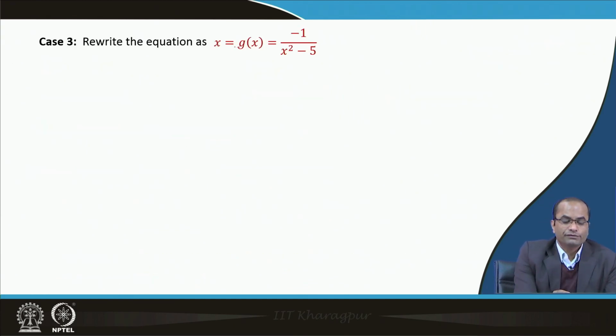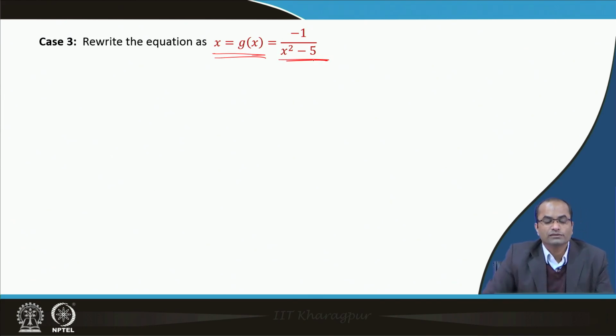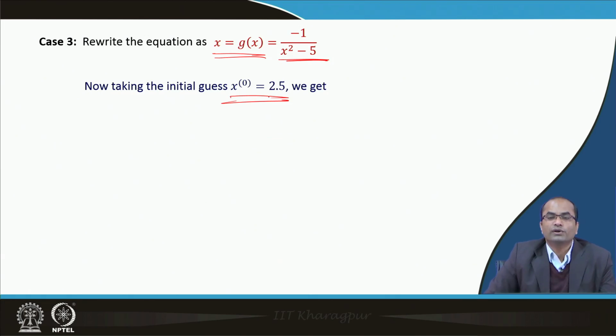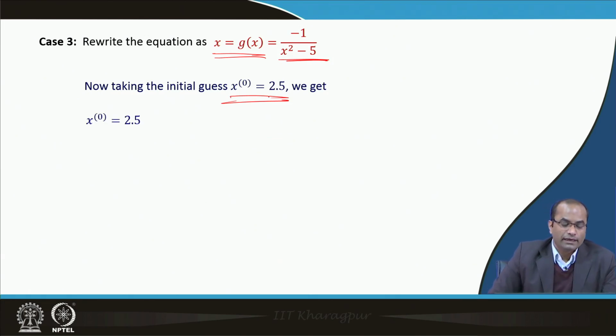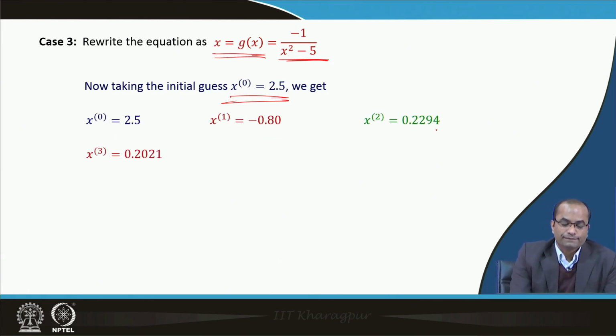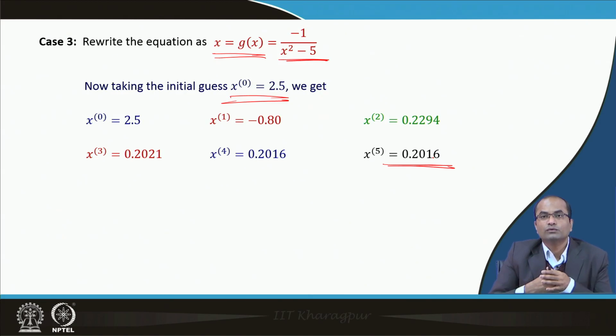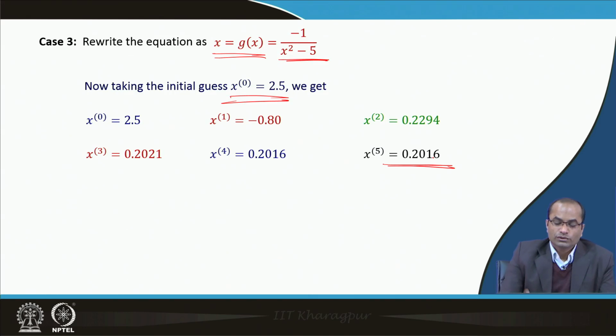What we do now, if we rewrite the equation, for example, in this way, that x is equal to minus 1 over x square minus 5. So, there are several ways of rewriting, this is one of them. And now, if we take the same initial guess 2.5, we check now that it is converging to this root. So, by just rewriting the equations, the same initial condition may converge to the actual root.